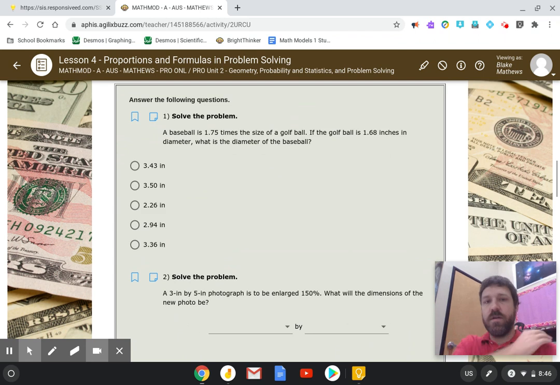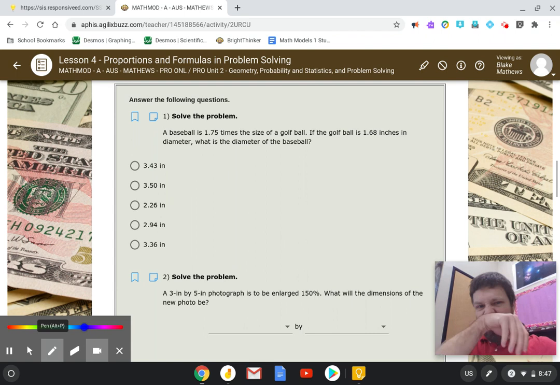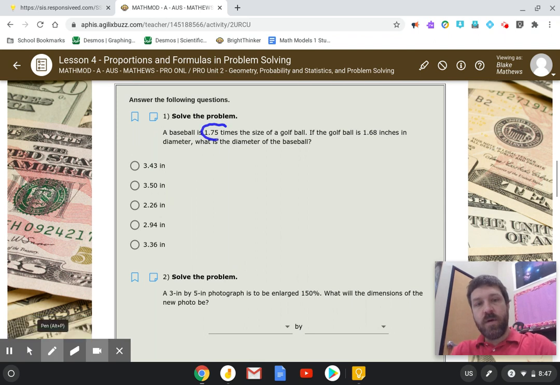So the first few questions are all dealing with either scale, the idea of a scale factor, or proportions being used to solve problems. They start off simple and get a little bit more complicated as it goes down the page. But like in number one, this is probably the most basic way that this problem can be asked. A baseball is 1.75 times the size of a golf ball. If the golf ball is 1.68 inches in diameter, what is the diameter of the baseball? The key phrase here is 1.75 times the size of the golf ball.